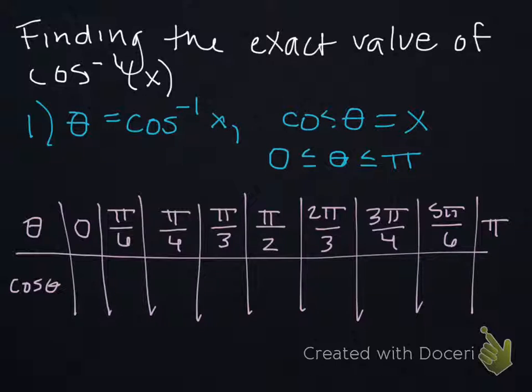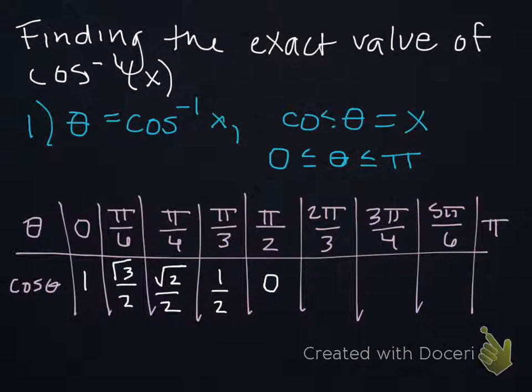All right, so let's go through this chart and fill it out. I know cosine of 0, the coordinate is 1, 0. Cosine is the x part of the coordinate, so the answer is 1. For pi over 6, I know the coordinate is root 3 over 2 and a half. Cosine is the x part, so root 3 over 2. Pi over 4 is going to be root 2 over 2. Pi over 3 is 1/2 and root 3 over 2, so the x part is 1/2. And for pi over 2, the coordinate is 0, 1, so the x part is 0.